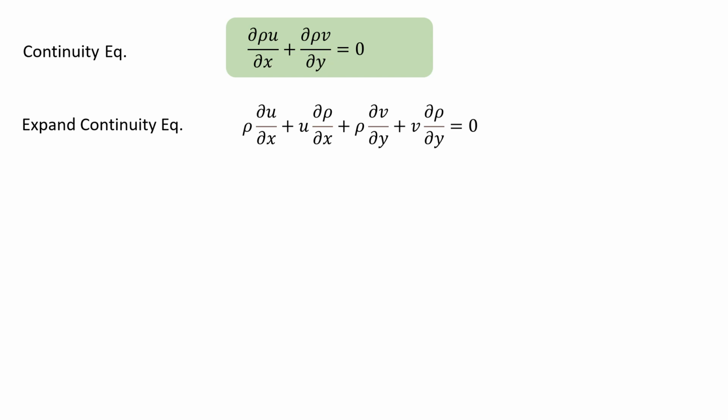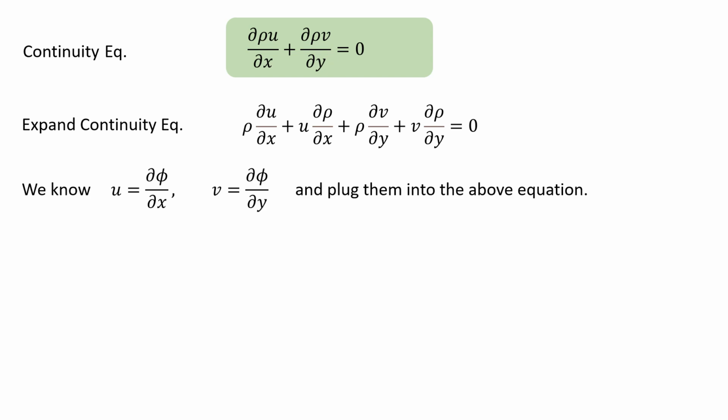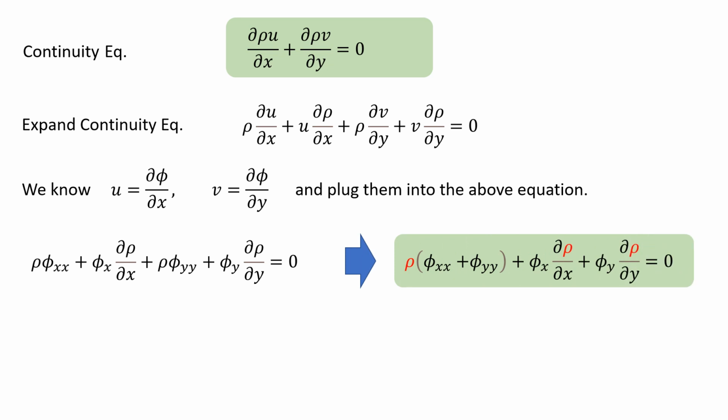We use the chain rule, and it becomes four terms. Then we know there's a velocity potential, defined this way: u equals partial phi partial x, v equals partial phi partial y. Then we just plug u and v into the expanded continuity equation. So then we have the continuity equation in the velocity potential form, with second derivatives of the velocity potential. Then we do the reorganization.